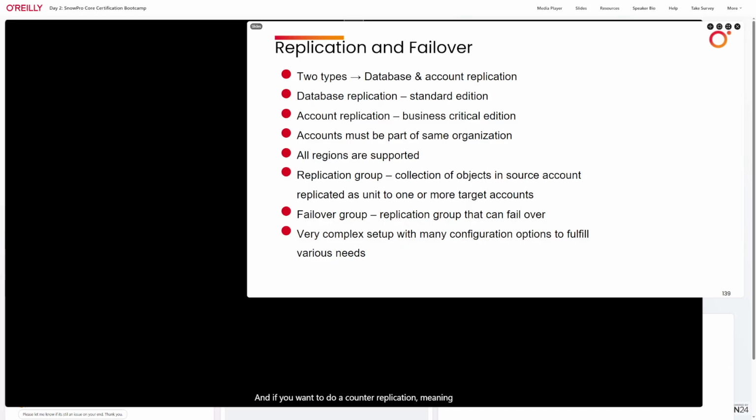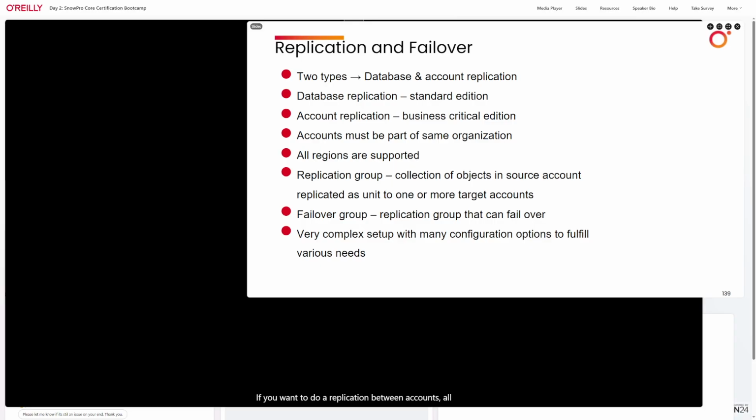And if you want to do account replication, meaning you want to replicate also some account level objects, you need at least business critical edition. By account level objects, I mean users, roles, and warehouses. So those are account level objects.